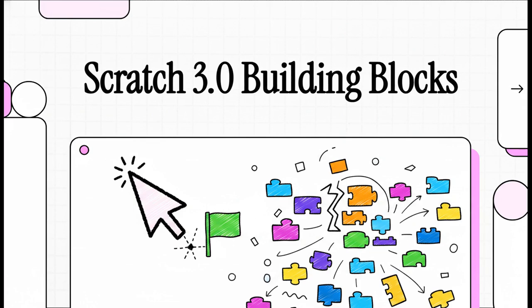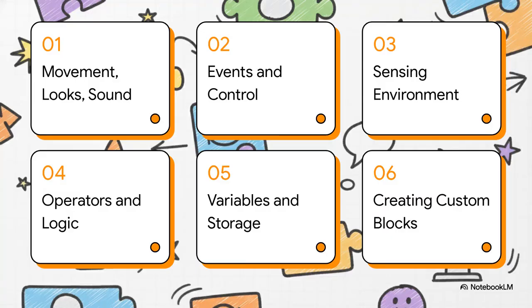Let's dive in. Okay, here is our roadmap for today. We'll be covering 1. Movement, looks, and sound. 2. Events and taking control. 3. Sensing the digital environment. 4. Operators and advanced logic. 5. Variables and data storage. And finally, 6. Creating custom blocks.